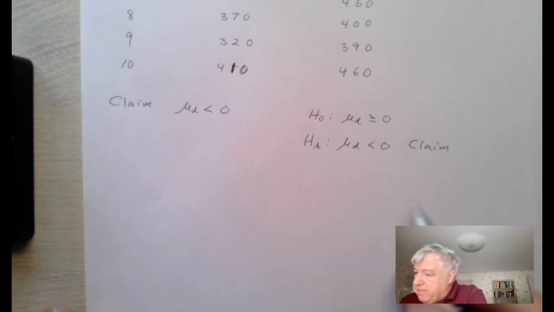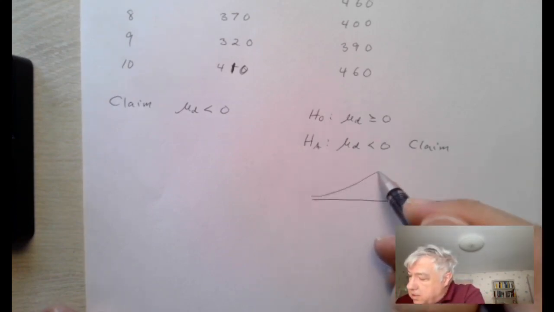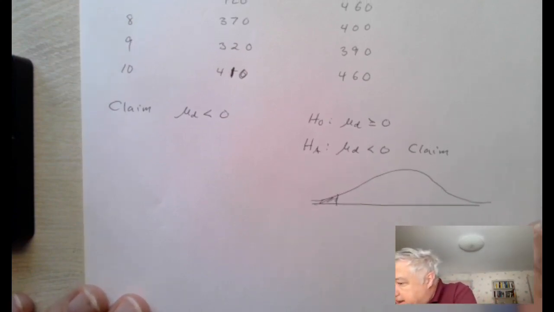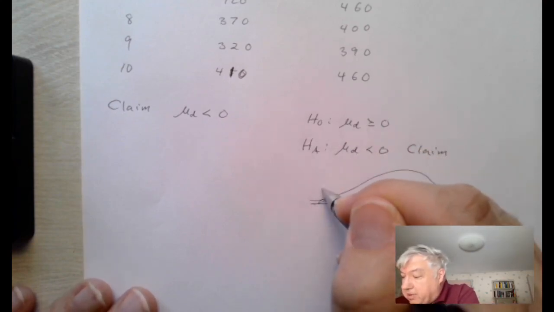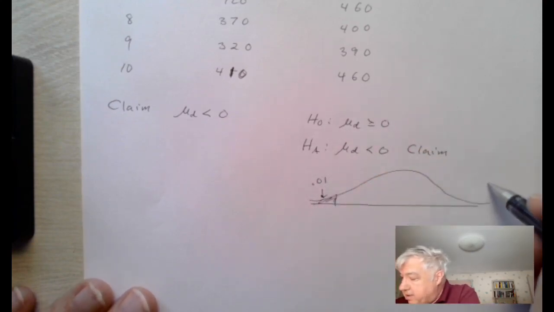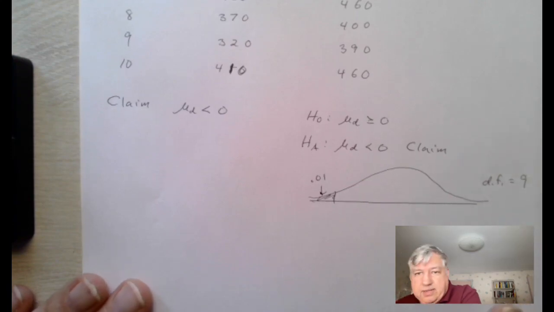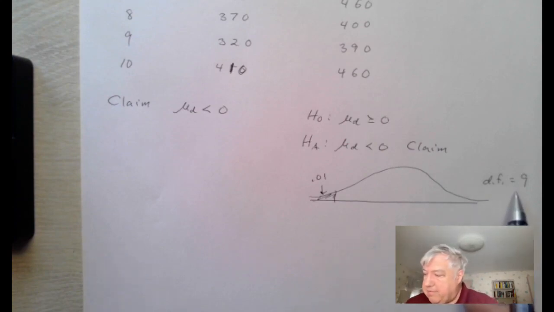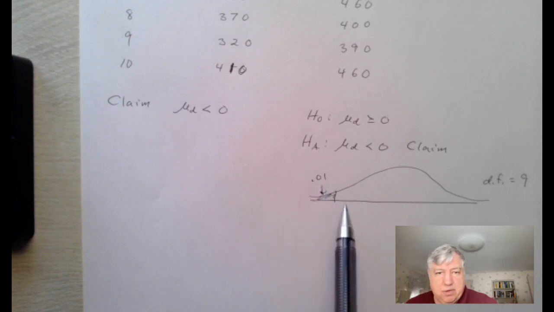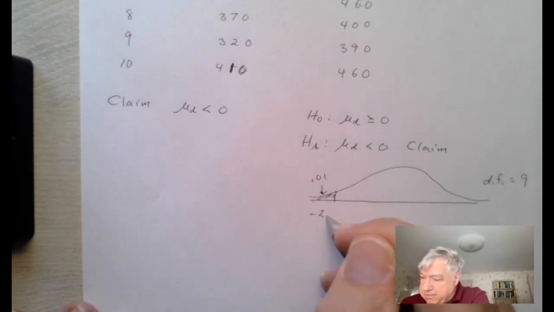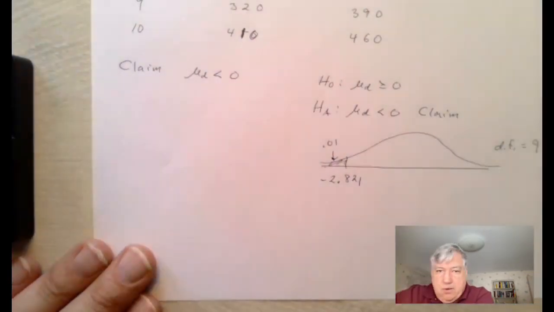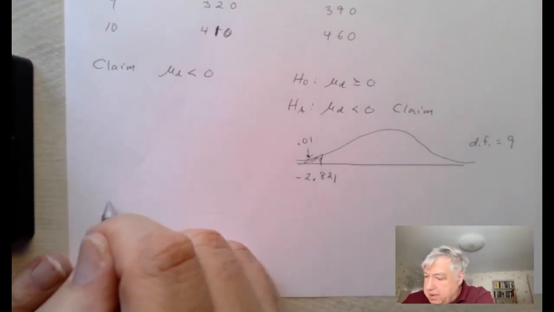Once again, we're going to be using a left-tailed test. In this case, the level of significance alpha is 0.01. The degrees of freedom would be 9 in this case. So we look up 9 degrees of freedom, where alpha is 0.01 with one tail, and this number turns out to be negative 2.821.